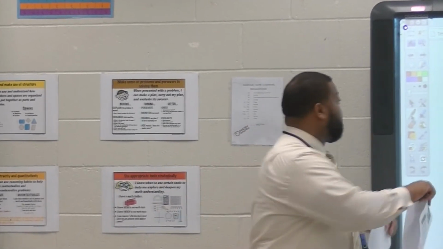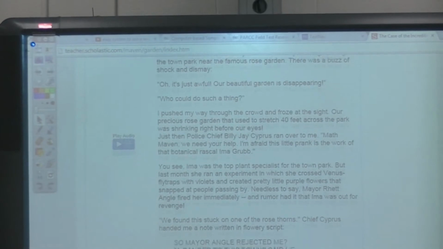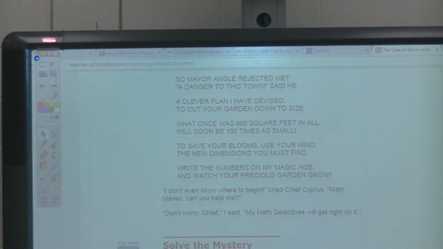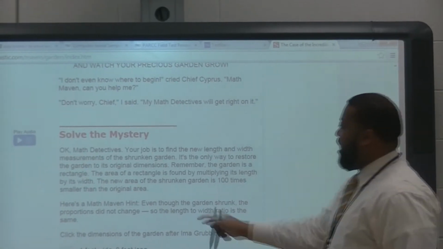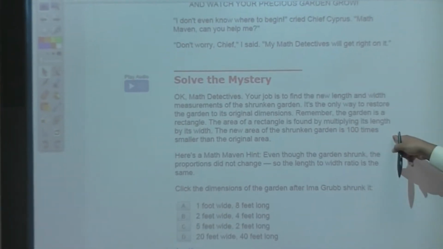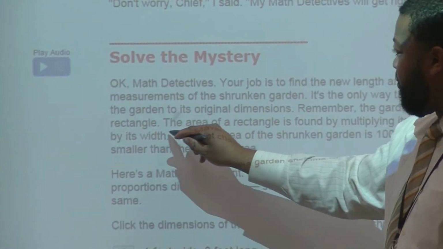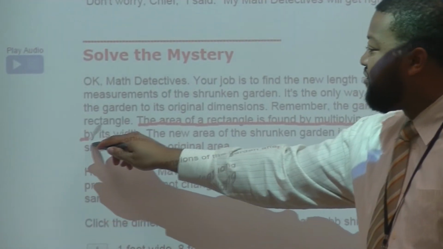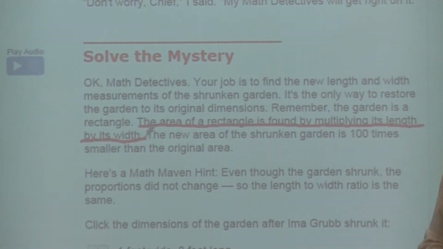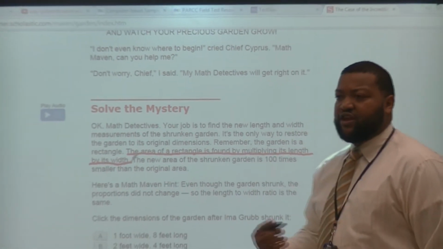So, look at it. Paragraph number 1 on the last page. It said the area of the rectangle is found by multiplying its length by its width. So, we will underline this term: multiplying its length by its width. So we already know we're going to be doing what in this mystery? Multiplying. Multiplying, okay?